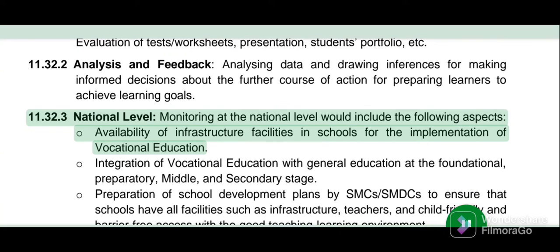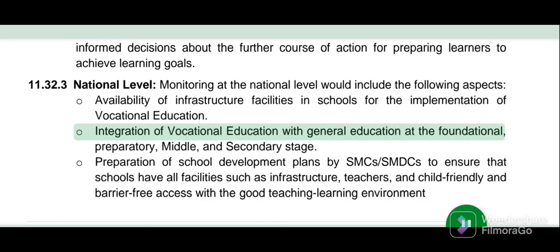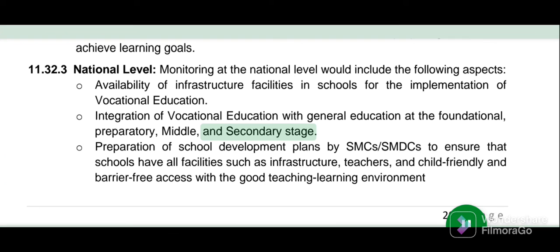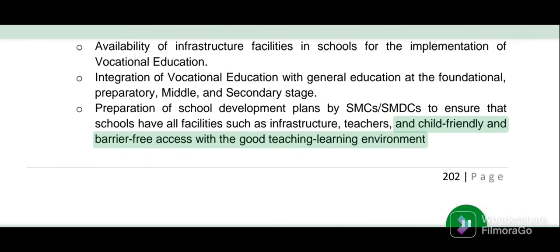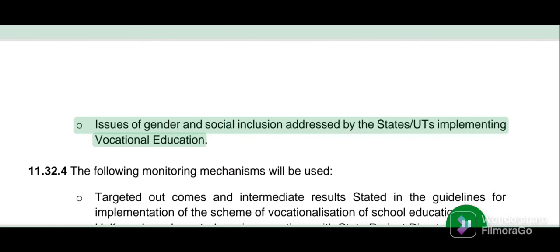11.32.3 National level. Monitoring at the national level would include the following aspects: availability of infrastructure facilities in schools for the implementation of vocational education. Or integration of vocational education with general education at the foundational, preparatory, middle, and secondary stage. Or preparation of school development plans by SMCs, SMDCs to ensure that schools have all facilities such as infrastructure, teachers, and child-friendly and barrier-free access with a good teaching learning environment, 203 PAGA. Or issues of gender and social inclusion addressed by the states and UTs implementing vocational education.